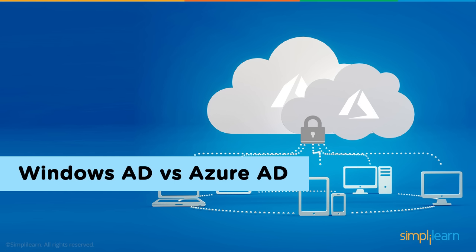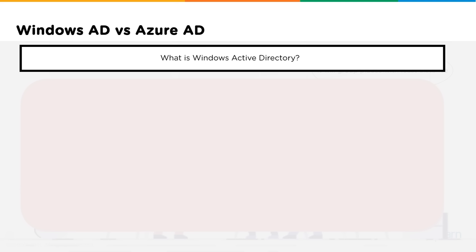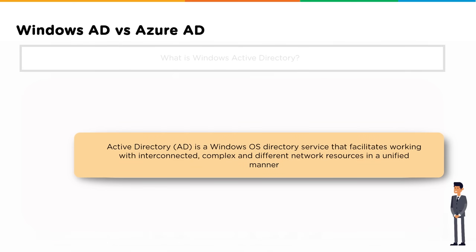So now let's talk about something different, Windows AD and Azure AD. Now, Windows AD was the previous version of Azure AD. So now we'll talk about why we needed to change from Windows Active Directory to Azure Active Directory. So what is Windows Active Directory? Now it's an OS directory service which allows you to work with multiple systems, multiple network resources in a unified manner.